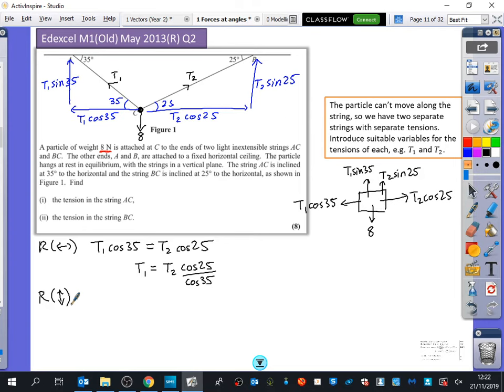And then we're going to resolve up and down. T1 sine 35 plus T2 sine 25, so many numbers that look similar here, equals 8. Just sub in. And we know that T1 is this thing here. So I can sub that in there and we get T2 cos 25 over cos 35 times sine 35 plus T2 sine 25 equals 8.